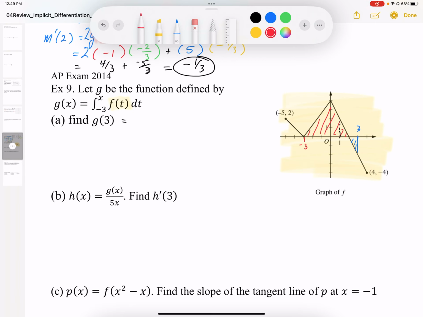This is going to be a 3 by 4 triangle. So 3 times 4 divided by 2 is going to give me an area of 6. So that's going to be 6 in here.